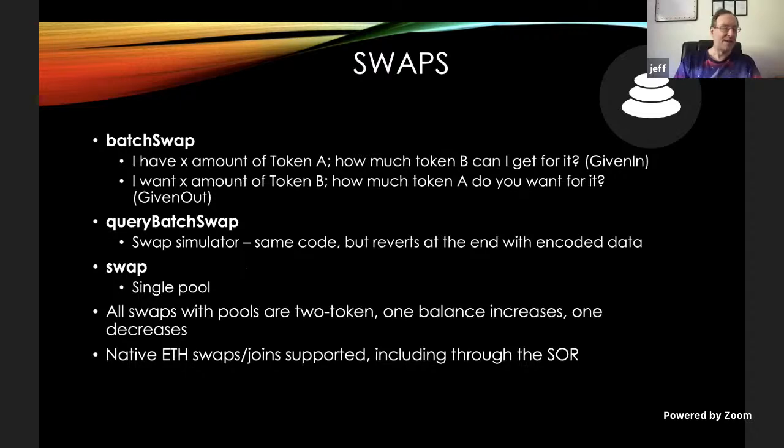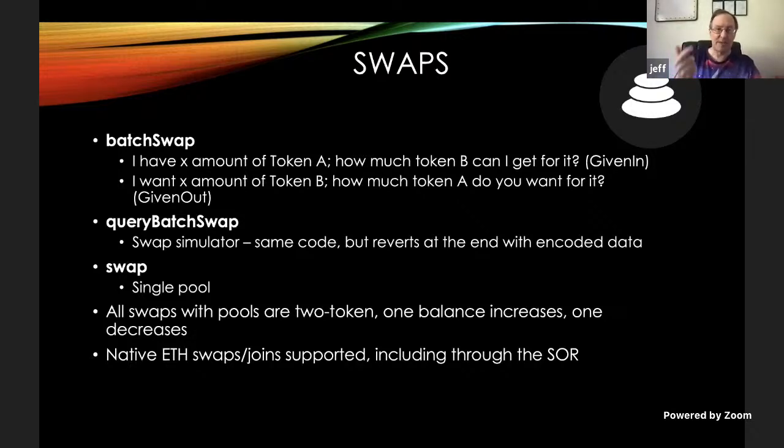So I'm going to get a little hand wavy now in the interest of time. This is just going over the interfaces that are available and features, and how you would use these if you want to write a product that uses the vault or that uses the pools or makes a new pool. So swaps is one of the main functionalities. You can do a batch swap, which is like a multi-hop.